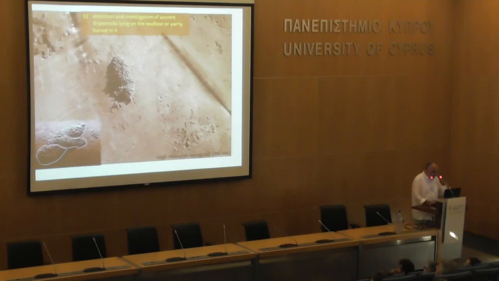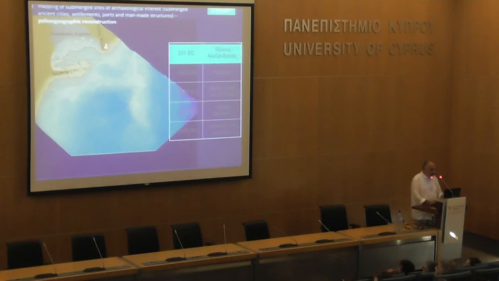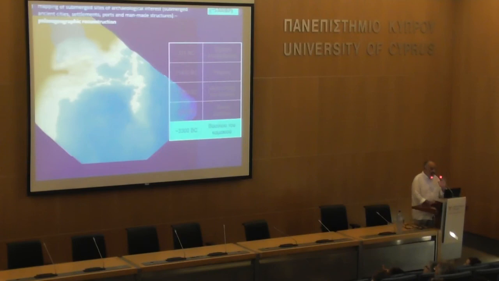The second approach is the mapping of submerged sites of archaeological interest, I mean submerged ancient cities, settlements, ports, and man-made structures. This second methodological approach leads to paleogeographic reconstruction. These are amazing examples from Alexandria.